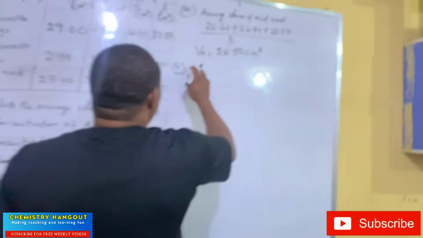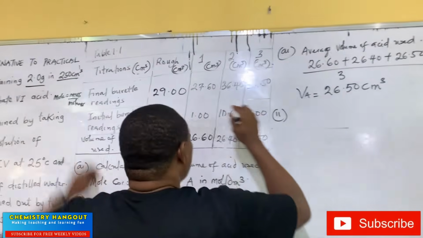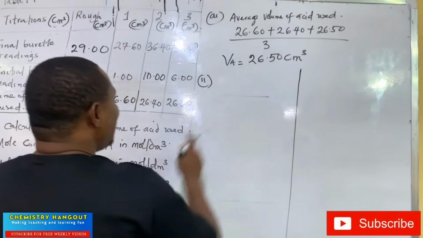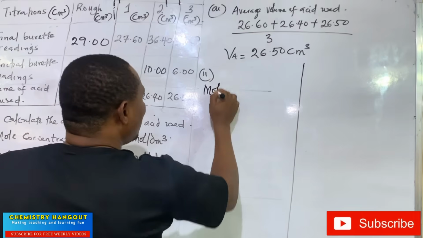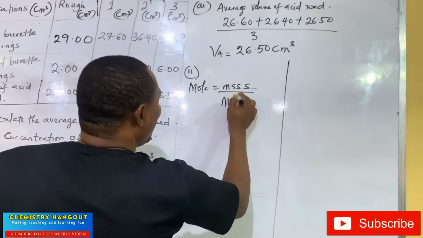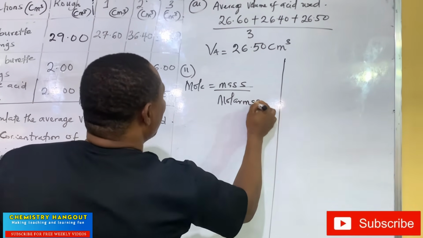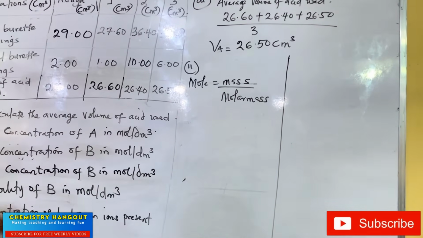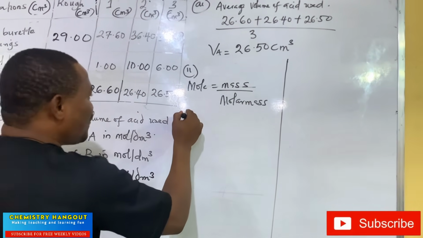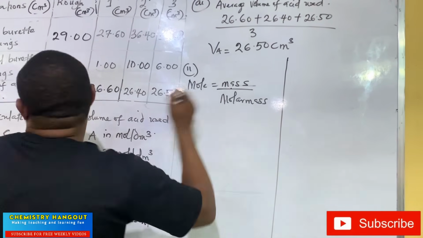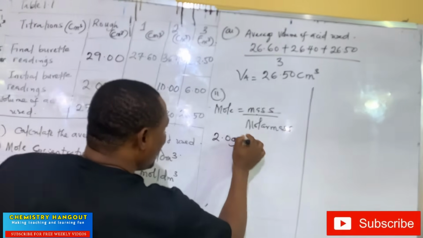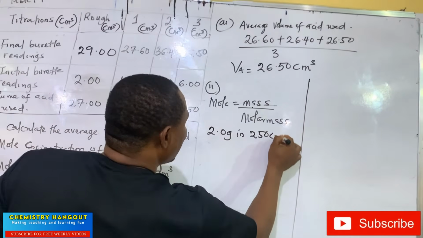What I can say is that the first thing I will do, let me divide my board. So the first thing I will do here is that I will say mole equals mass over what? Over molar mass. Did you understand that now? Now, the first thing, let's get all the parameters. The first thing is the mass. Let's get the mass. Look at the mass they gave us. They said 2.0 gram in what? In 250 centimeter cube. That's the mass.